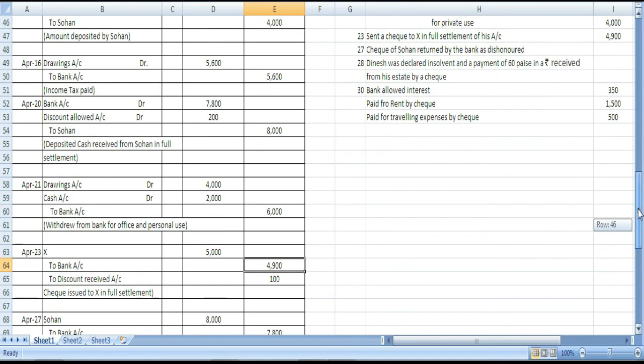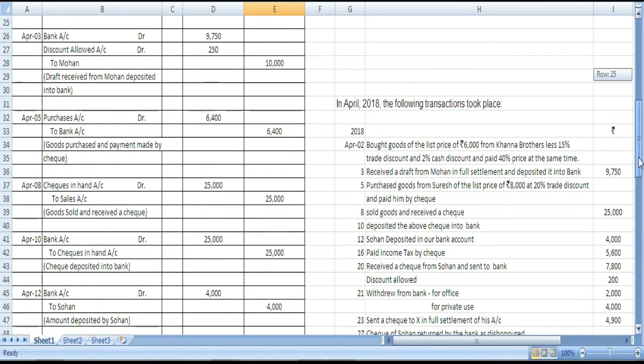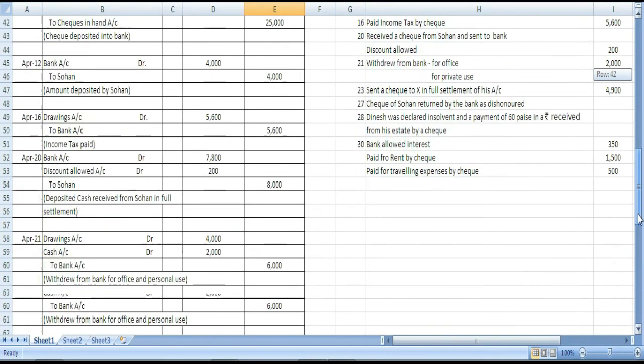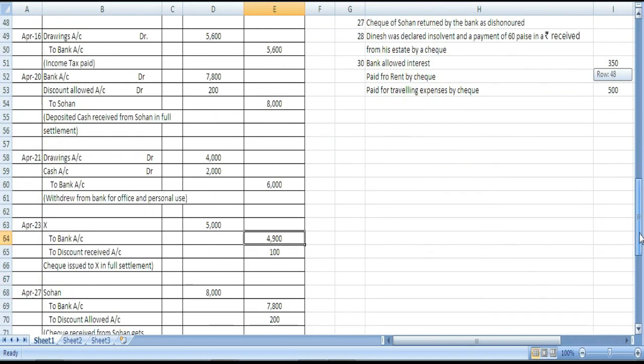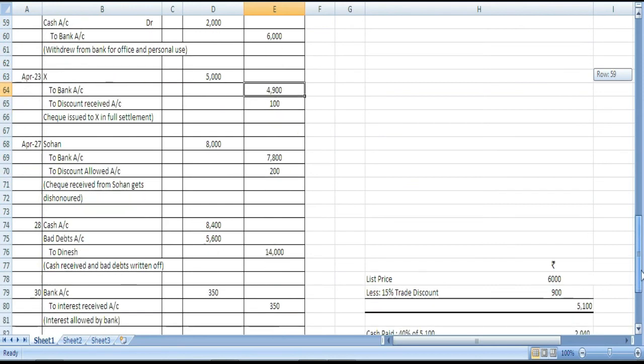Then we have the 28th. Dinesh was declared insolvent and a payment of 60 paisa in a rupee received from his estate by a check. Now, this Dinesh is another debtor. He was supposed to pay 14,000. So, he is insolvent or bankrupt. He is not having enough money to pay the debts to Radhika Traders. He had bought goods on credit, but now he doesn't have enough money. So, he is settling his account with 60 paisa in a rupee.